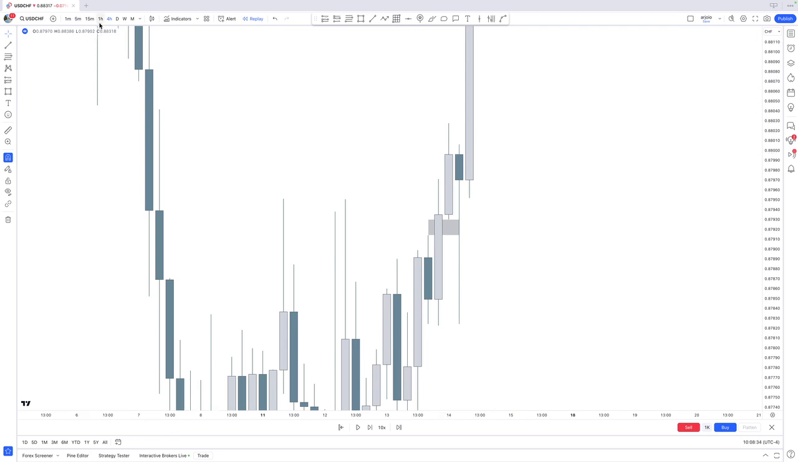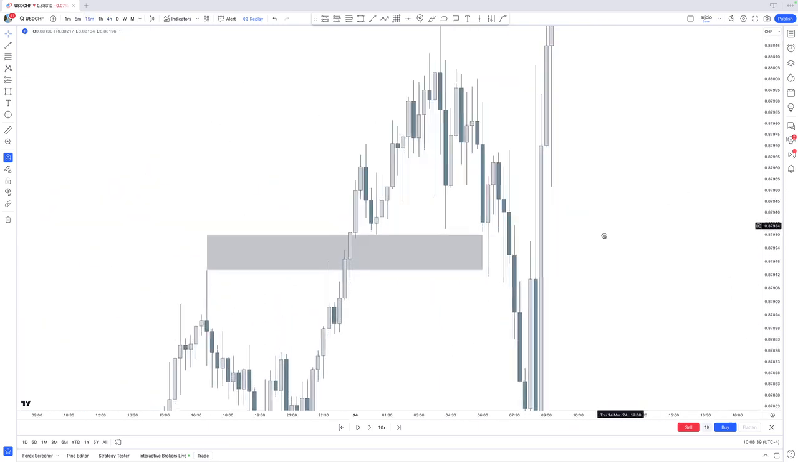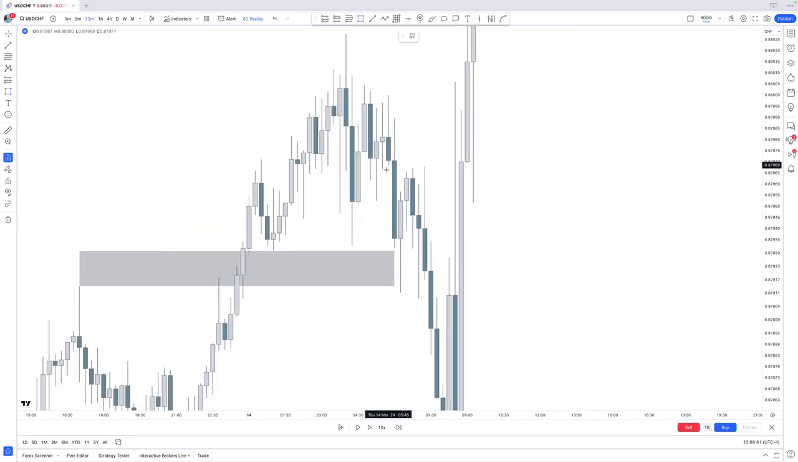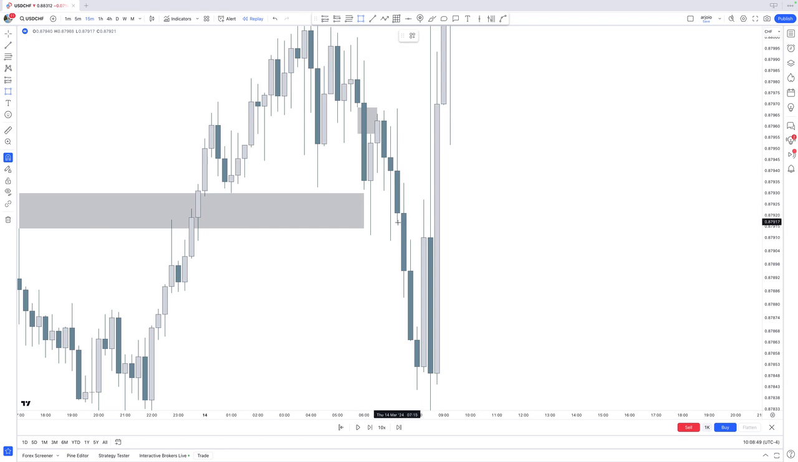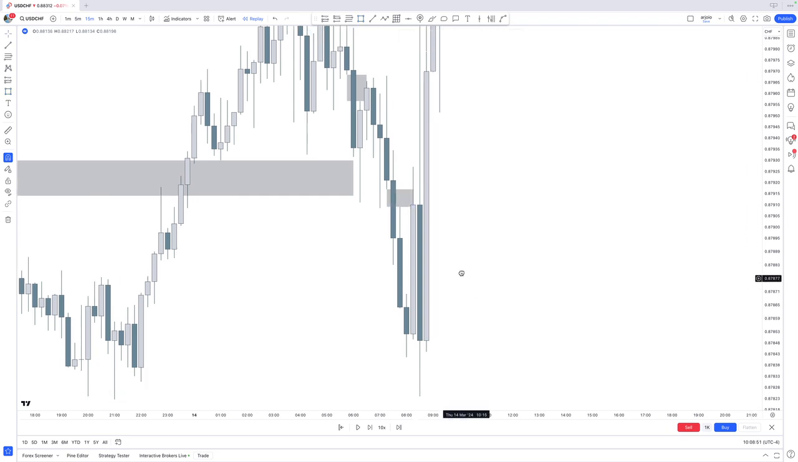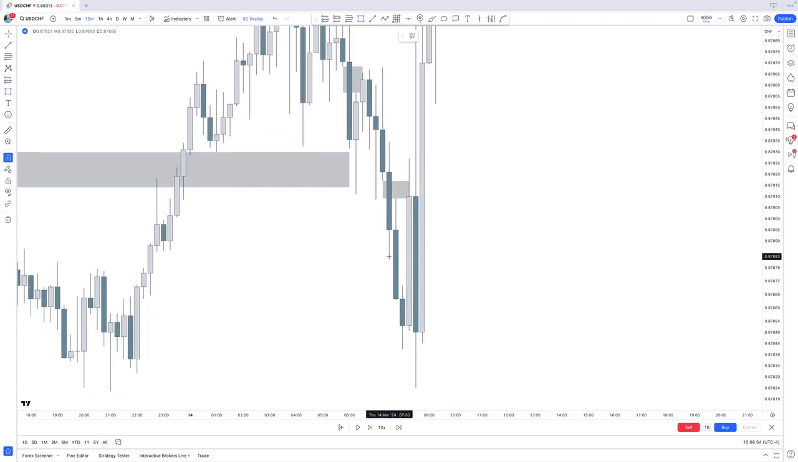So what does that look like? That looks like the following. On the 15-minute right here, we have these 15-minute fair value gaps pushing price into that 4-hour value gap right here. And also we have this 15-minute fair value gap right there, and even a little bit lower, that 15-minute fair value gap.